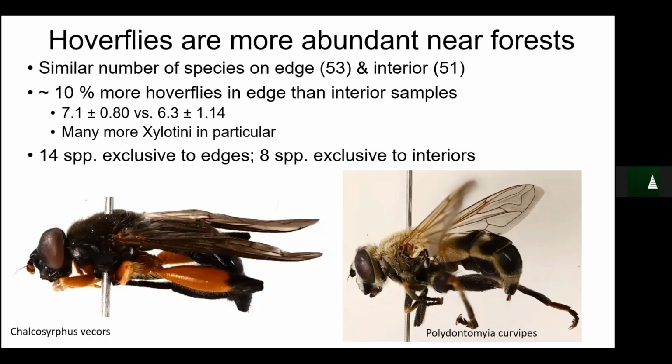In terms of the species that we were finding in edge samples and in field interiors, there were a lot more species that were exclusive to edges. So of the 63 total hoverfly species, 14 of them were found only in forest edges, 8 of them were found only in field interiors, and then the rest were found a little bit in both.